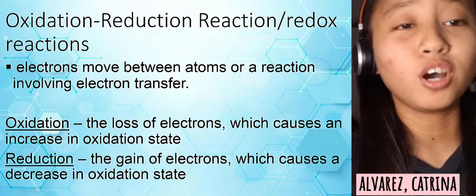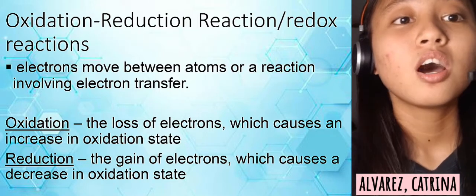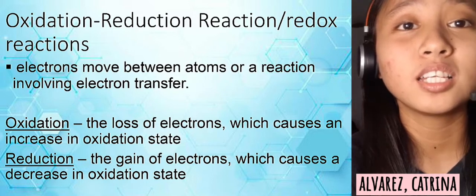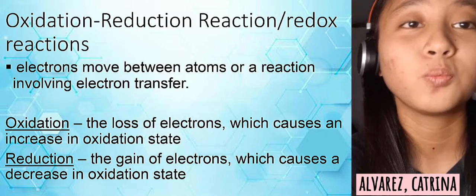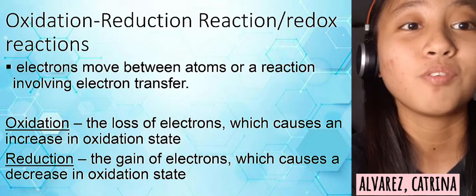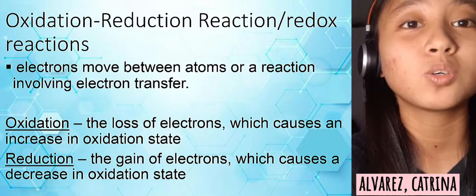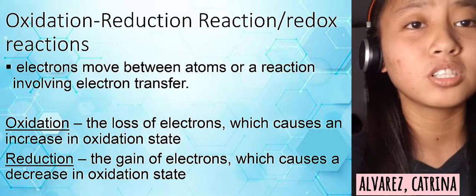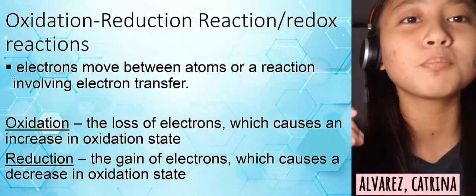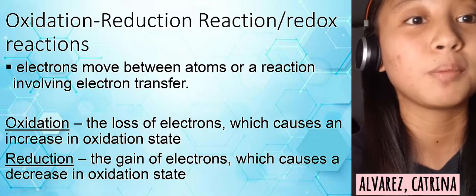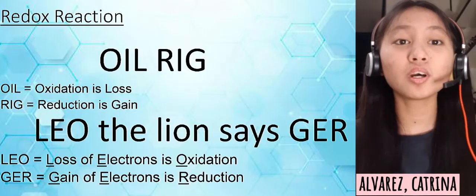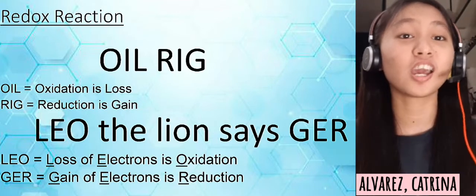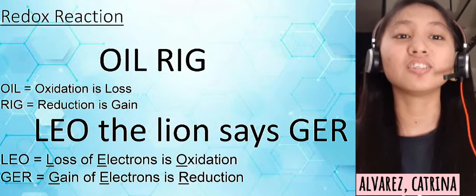Specifically, learn about oxidation and reduction. Oxidation is the loss of electrons, which causes an increase in oxidation state, while reduction is the gain of electrons, which causes a decrease in oxidation state. If you are still confused about oxidation and reduction, here are a couple of things that will help you keep in mind. The first one is OIL RIG. OIL is oxidation is loss, and RIG is reduction is gain.